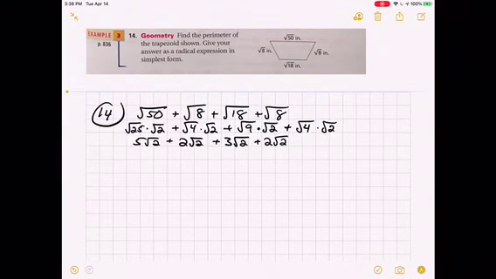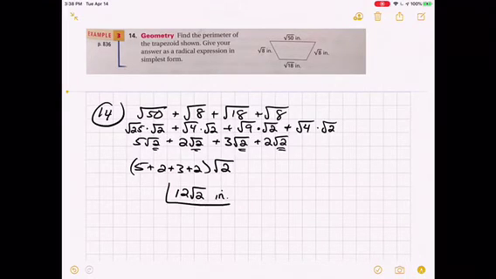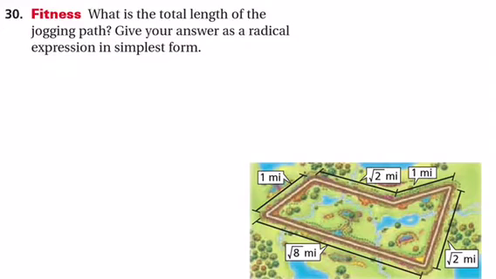In this case, they were all like terms, so we can add them all together. They're all square roots of 2. So we'll do 5 plus 2 plus 3 plus 2, and that'll be times the square root of 2. And that equals 12 times the square root of 2. And let's see, that is inches. And so 12 times the square root of 2 inches is our answer. You'll get to do that on this problem, number 30, and they may not all be like terms.